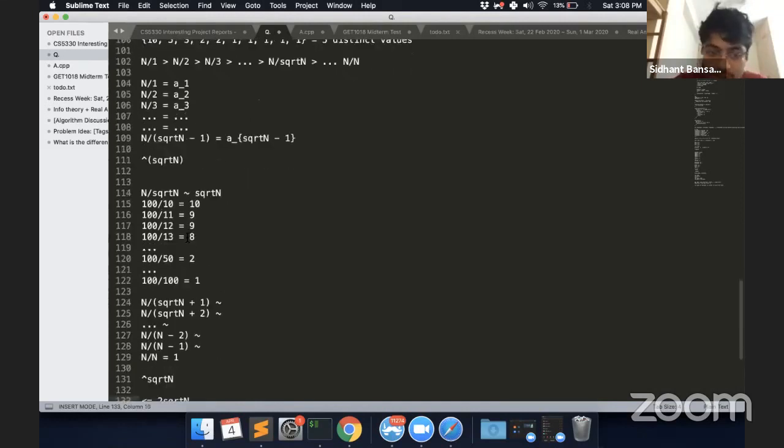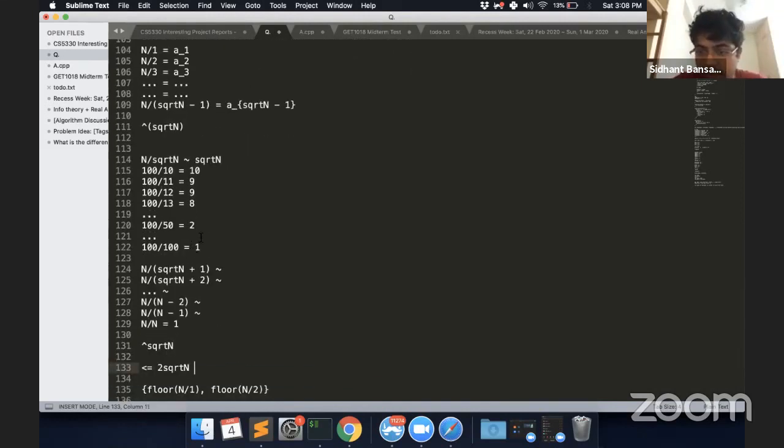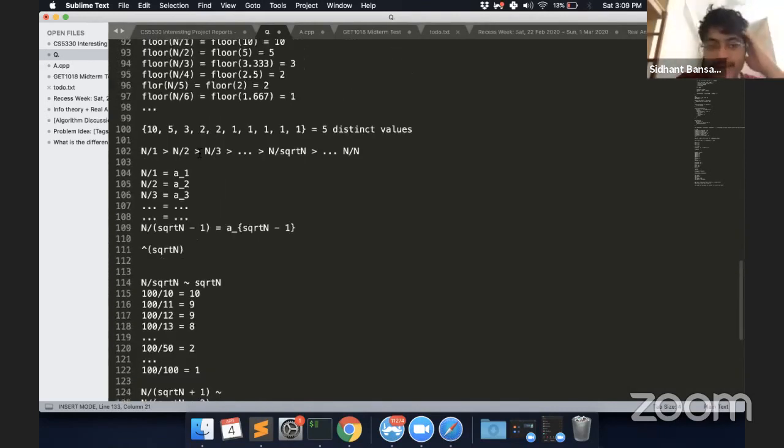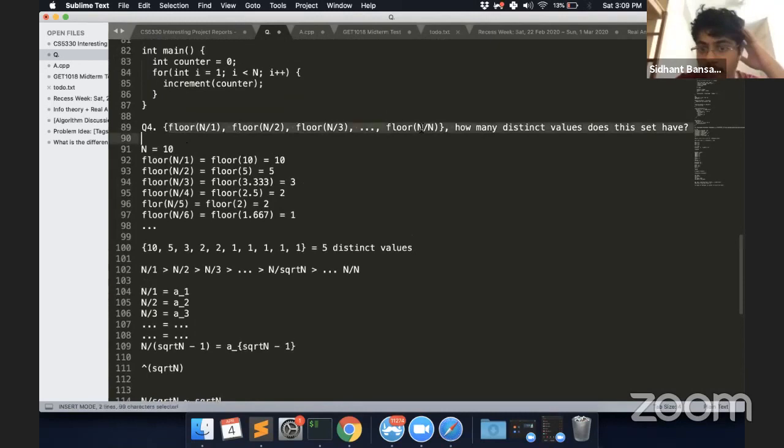Like, yeah, at most 2 square root n values. And that's basically equal to order square root n. Yeah. So, it's an important fact to know. Sometimes it helps to know this property. It's a very generic mathematical property, but sometimes it helps in the analysis of things in some questions.